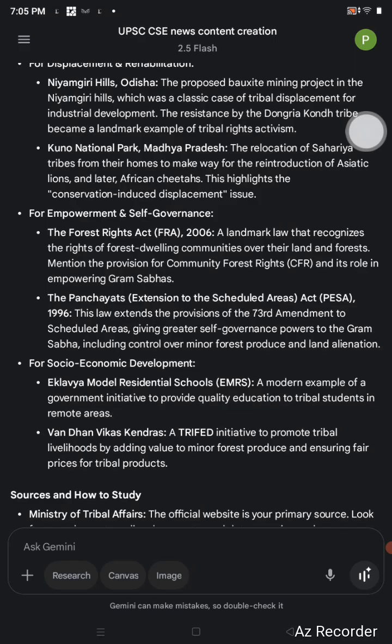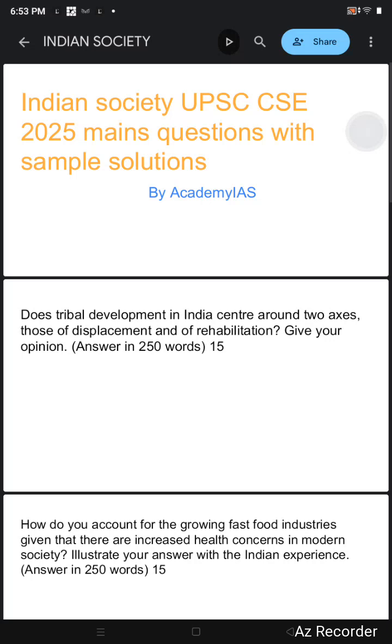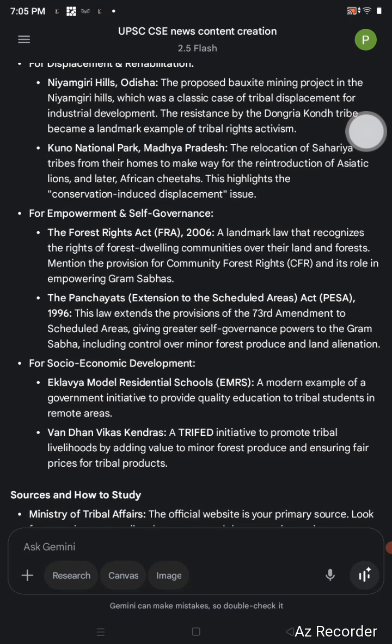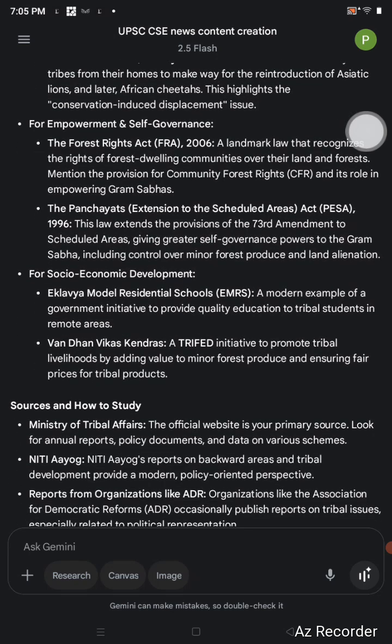The Panchayats Extension to Scheduled Areas Act, the PESA Act, 1996. This law extends the provisions of the 73rd Amendment to Scheduled Areas, giving greater self-governance powers to the Gram Sabha, including control over minor minerals, forest produce, and land alienation.